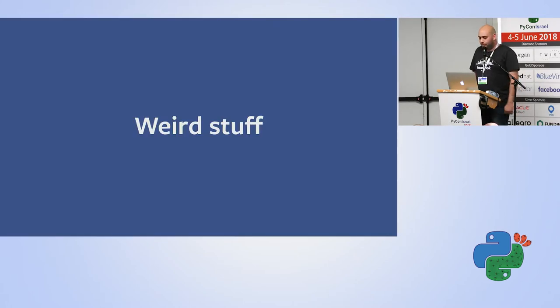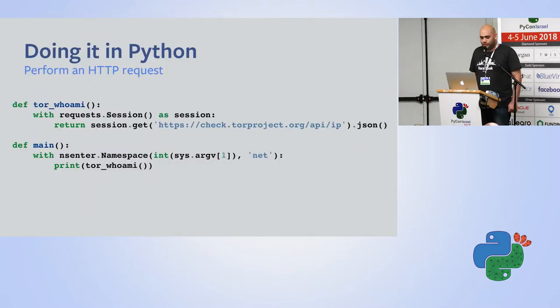If I go back to my Python example, you see here I'm using a requests session. The reason I'm doing this is I don't want requests to create a connection pool and reuse connections, because I needed to recreate a connection. If it reuses an existing connection, the pre-existing connection will belong to the previous network namespace. So the important bit is in what network namespace you were when you created the socket. So we don't want connection pools.